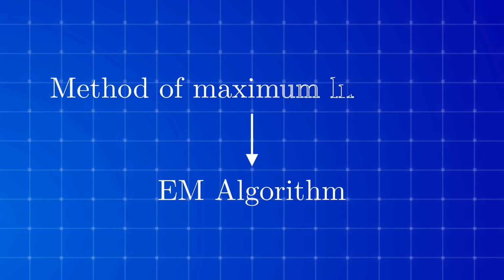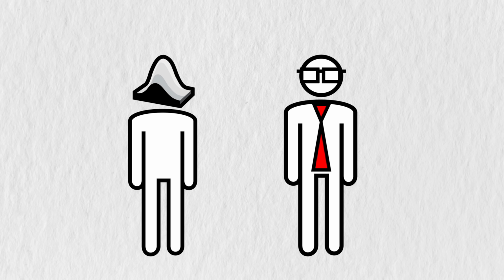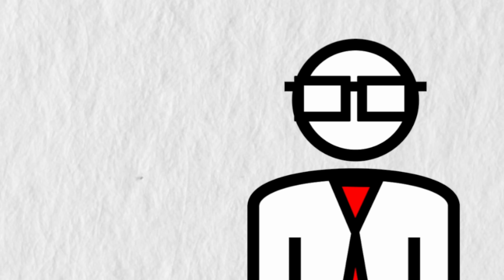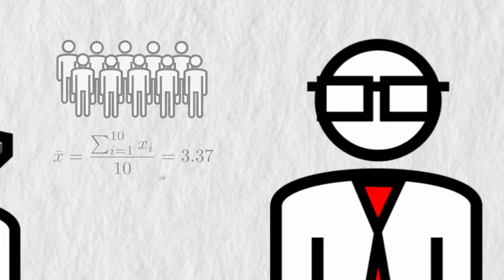Now that you know about maximum likelihood estimation, you're ready to take on the star of the video, the EM algorithm. So let's pick up where the first experiment left off. Okay, finally I'm done with my experiment. Based on 10 new subscribers, I estimated that our average customer lifetime is about 3.3 months.